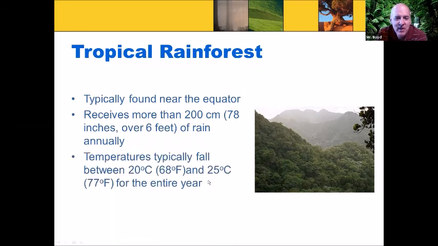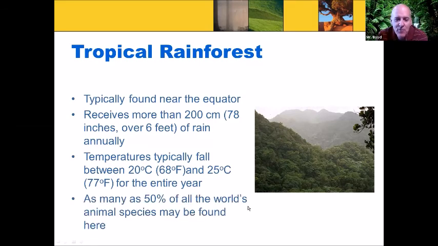Temperatures are usually between 68 degrees Fahrenheit and 77 degrees Fahrenheit the entire year. Some areas are much warmer than that. If I tell you it's 77 degrees Fahrenheit in the rainforest, it is going to feel way hotter than 90 degrees feels here, because it's going to be 100% humidity.